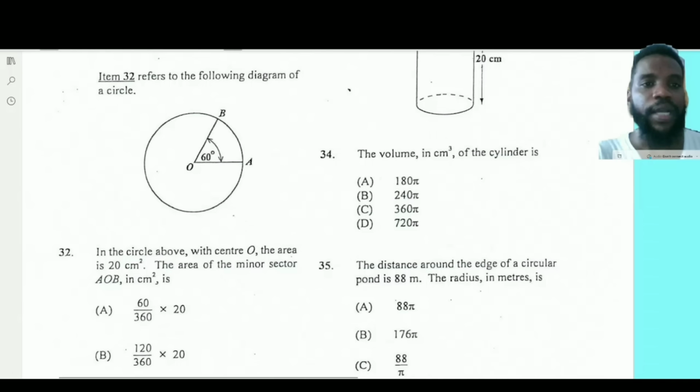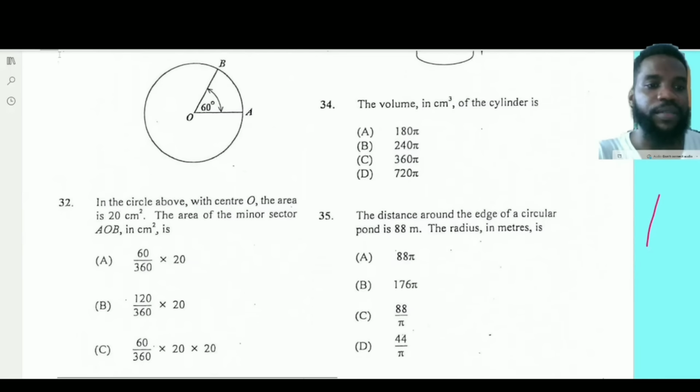Item 32, it says, in the circle above, and of course the diagram refers to item 32. In the circle above, with center O, the area is 20 square centimeters. The area of the minor sector AOB is, now of course the sector is a portion of the circle itself, depending on what the angle is, which we are given. So if we want to find the area of the sector, it's going to be 60 over 1 revolution, which is 360, times the area of the complete circle, which is 20. So it's 60 over 360 times 20. We need not go any further. And you notice that they said the minor sector. So it's this sector right here.